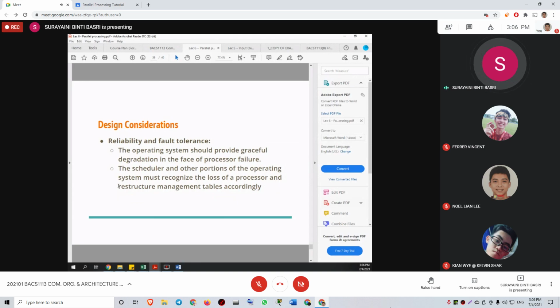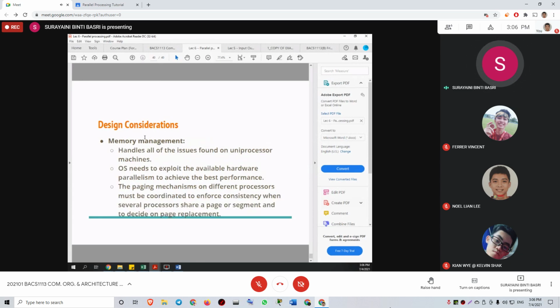So from this statement, we can assume that in the operating system there will be a management table that will be referred to by each of the CPUs to see their schedule. Okay, so after that, another consideration that needs to be taken into account is memory management.